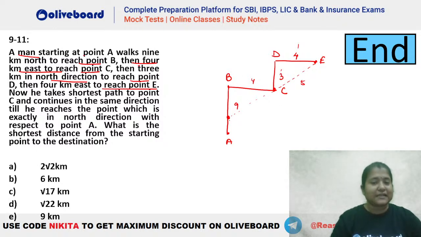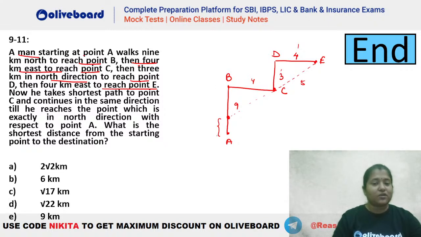So you can see that this is the kind of situation that we are getting, right? So till he reaches a point which is exactly in north direction with respect to point A. What is the shortest distance from the starting point to the destination? ठीक है, ये आपका question है. So you have to find this particular distance. Okay. So let's check what is given here. Let's see. So we have to find this particular distance. What is the shortest distance from the starting point to the destination? So you can see you need to calculate this here.